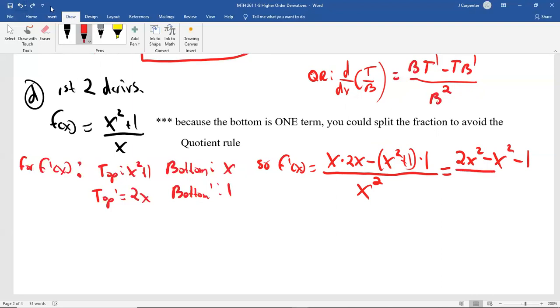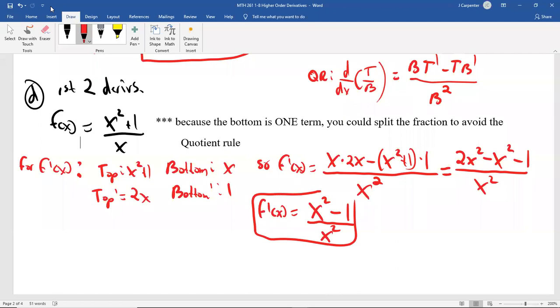And that's all over x squared, which tells us f prime of x. The 2x squared minus the 1x squared gives us a 1x squared, but I don't need to write the 1. 2 minus 1 is 1. Then the minus 1 at the end, then over the x squared. That is our first derivative.